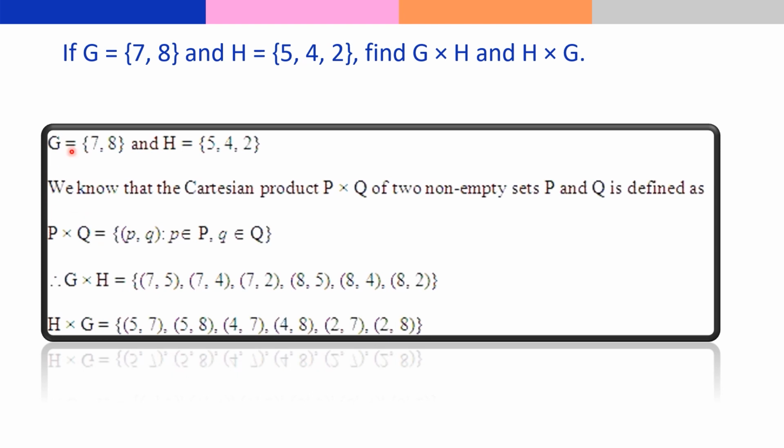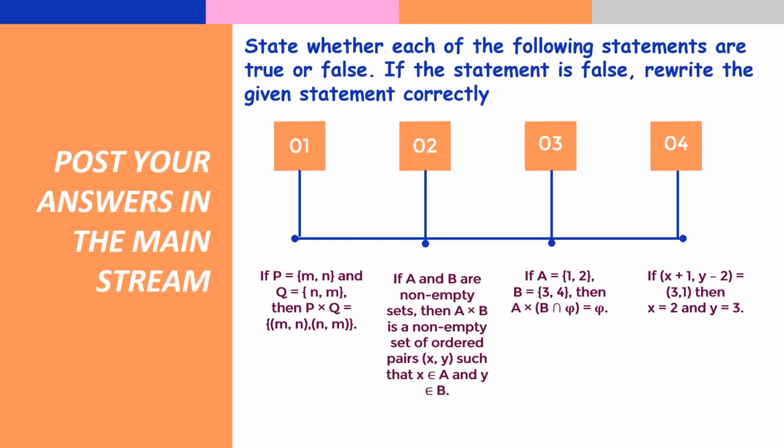See the answer. If I want to find G cross H, G with H, in that order I will go. 7 with 5, 7 with 4, 7 with 2; 8 with 5, 8 with 4, 8 with 2. That's it. This is G cross H. For H cross G, just take H as first and then G as second. So 5 with 7, 5 with 8, 4 with 7, 4 with 8, 2 with 7, 2 with 8. Can you see the answer? Yes. This is G cross H and this is H cross G. Got it, children?